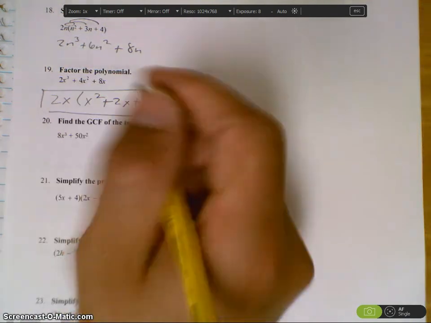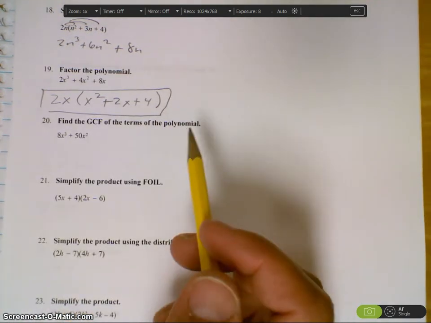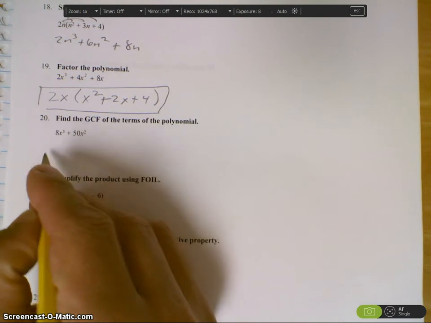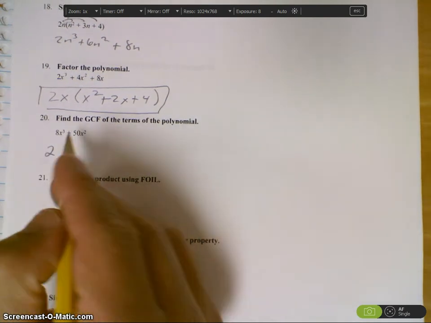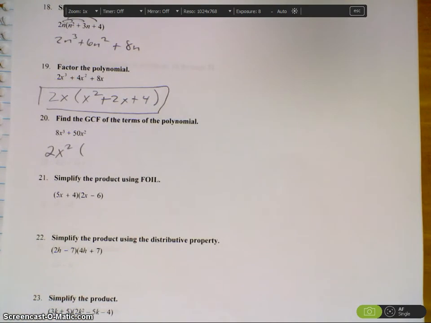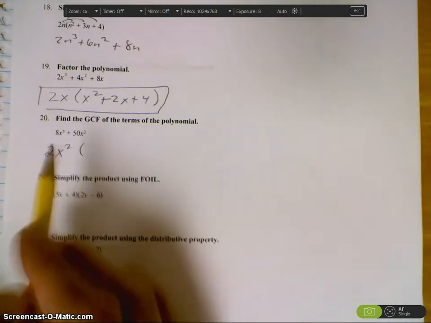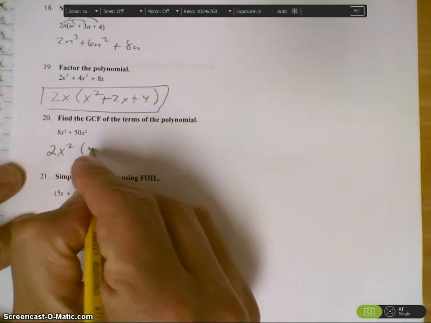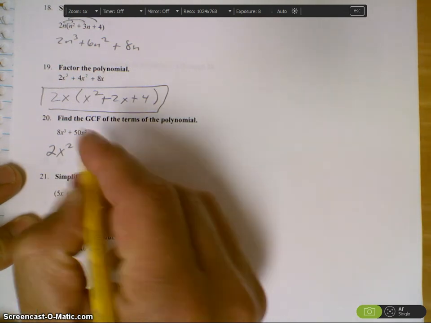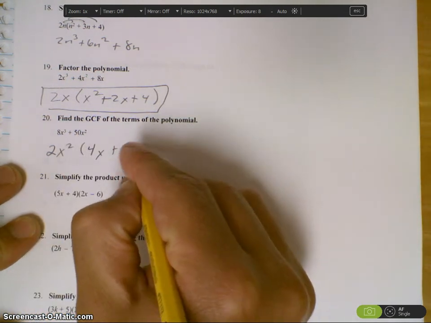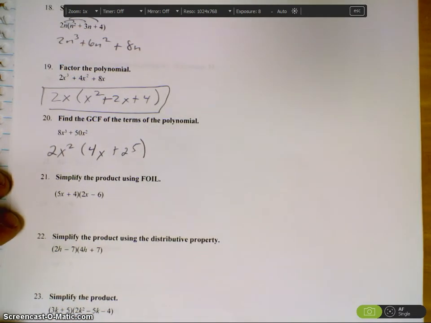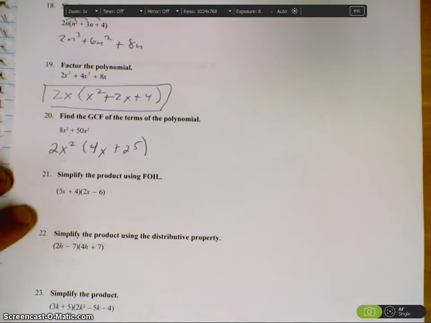All right, welcome back. We'll pick up on number 20, GCF of a binomial here. 8 and 50 have a GCF of 2. X cubed and x squared have a GCF of x squared, so I'm going to take that out of each of these monomials. 8 divided by 2 is 4. X cubed divided by x squared is x. Plus 50 divided by 2 is 25. And x squared, I take all that out. I'm left with that. So done with that one.